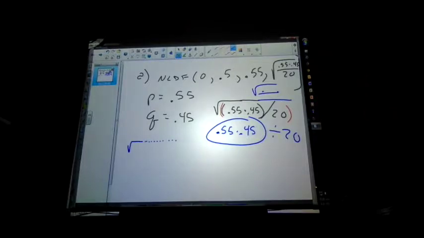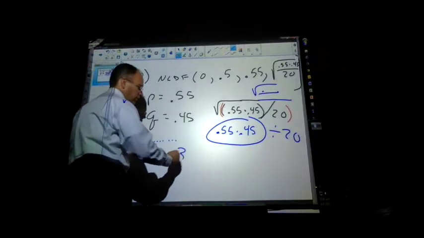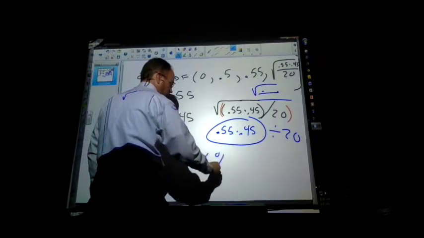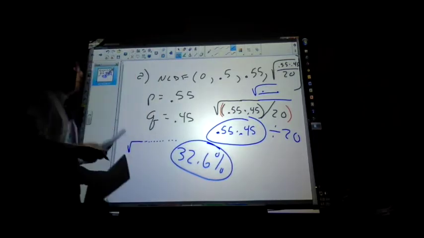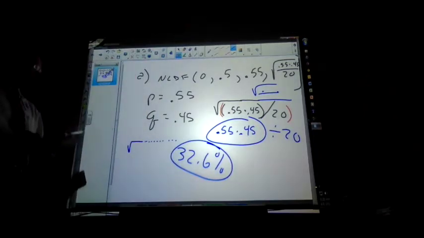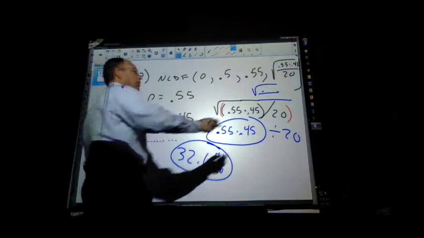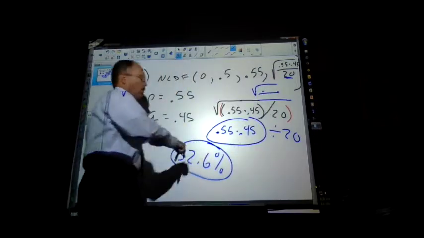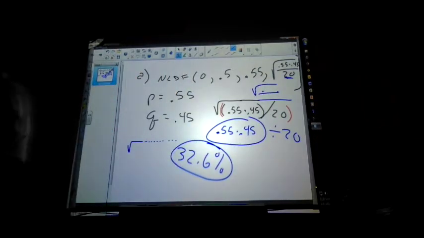I didn't get an answer for this. Any of you got an answer? 32.6%. How much? 32.6%. Okay. So 32.6%. As this number increases, this is going to lower down, because you're talking about a smaller and smaller and smaller cross-section area underneath the curve.